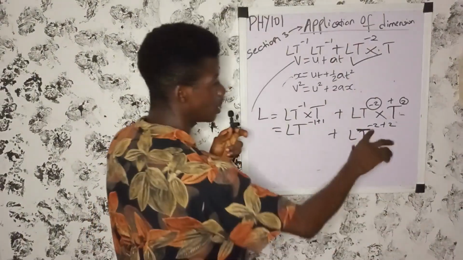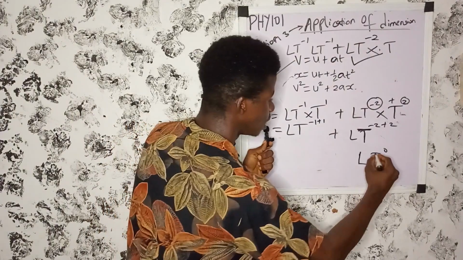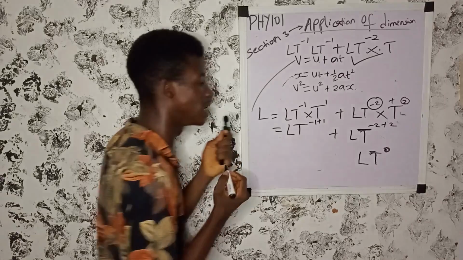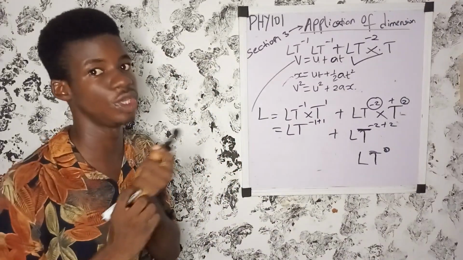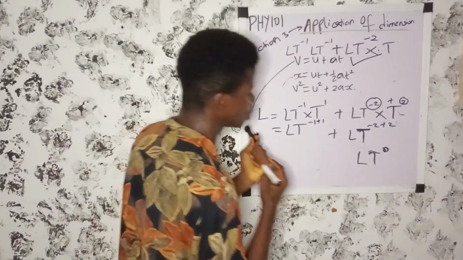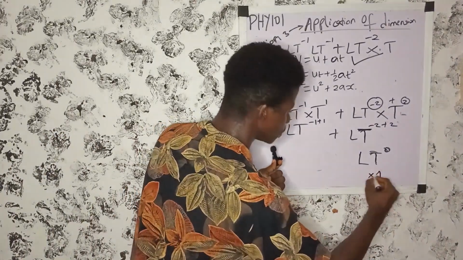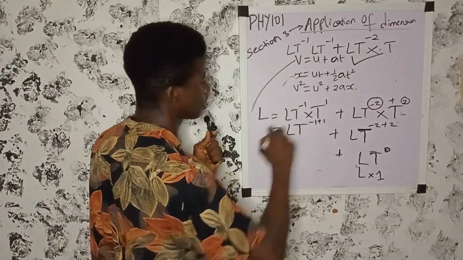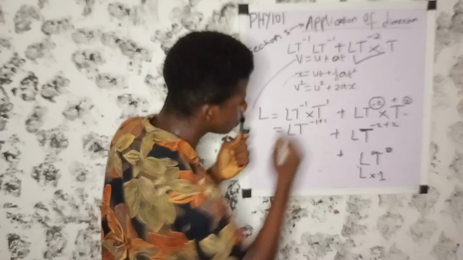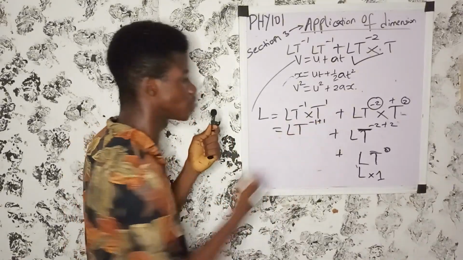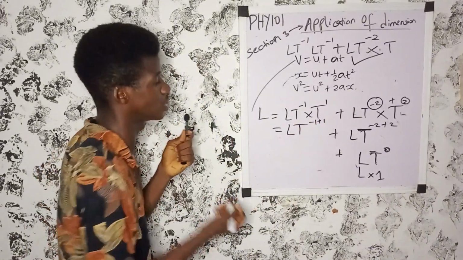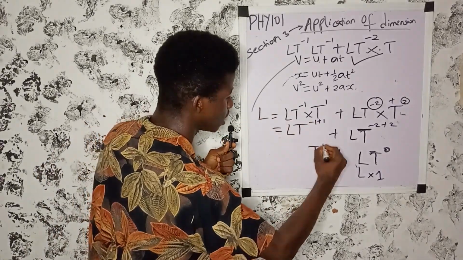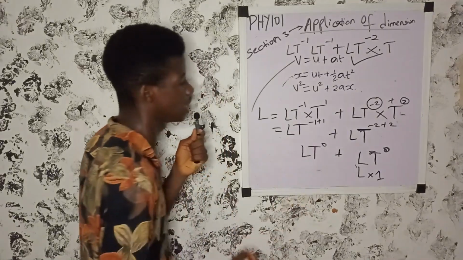Minus 2 plus 2 will give us T raised to power 0. And I told you guys that any T raised to power 0 will give you 1. So this T will be 1, then times L. Okay. Now let's go to this other part. Minus 1 plus 1 will give us 0 as well. So we land with T raised to power 0, then multiplied with L, okay?